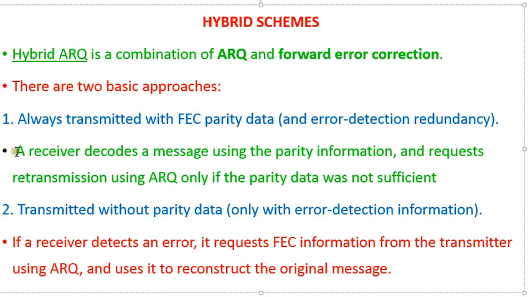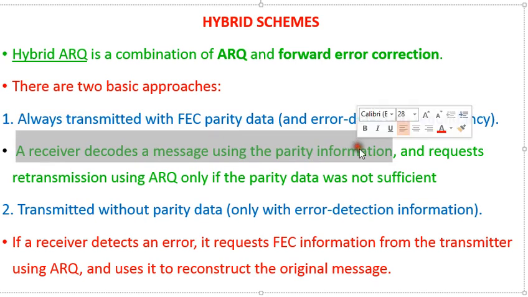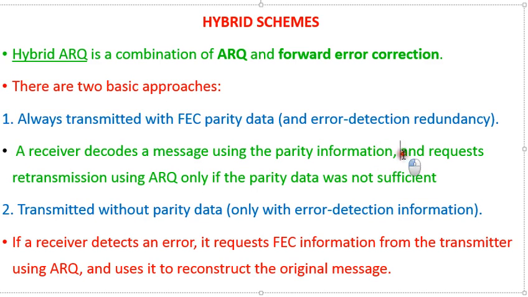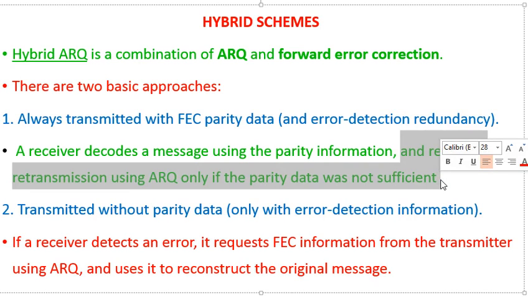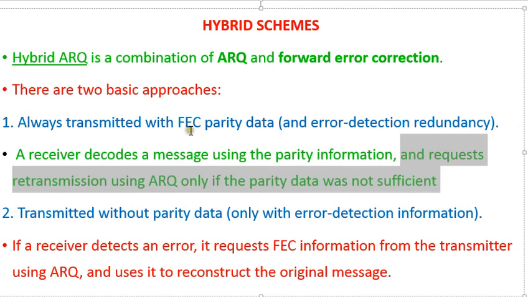The receiver will now decode the message it received using the parity information, and in case it detects that there is an error that the parity information or the forward error correcting data cannot correct, then it will automatically request for the resend of the data. So if you look at this, it's a combination of two things. We send with our forward error correcting data, and at the same time, when this error correcting data cannot correct the detected error, the receiver can send the request for automatic resend.